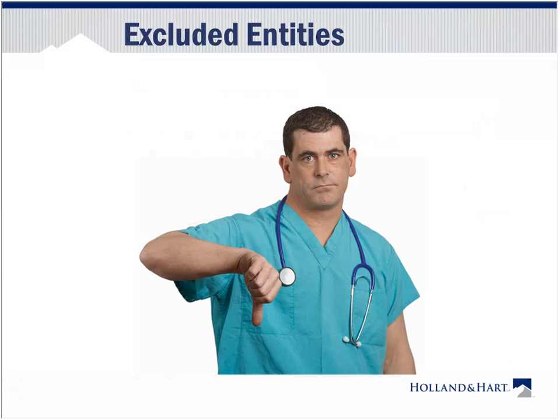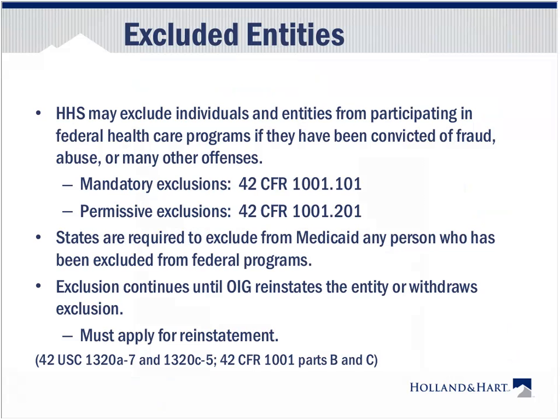There are also provisions in the civil monetary penalties law that apply to excluded entities. As you know, HHS may exclude individuals and entities from participating in federal health care programs for a number of things. If they've been convicted of fraud or abuse or many other offenses, you can see where the mandatory exclusions are and the permissive exclusions are. You can find those in the federal regulations. States are required to exclude from Medicaid any person who has been excluded from federal programs.